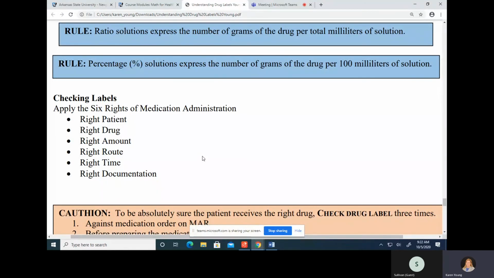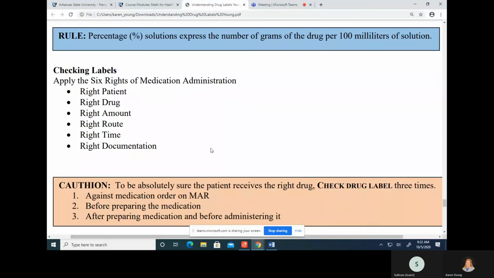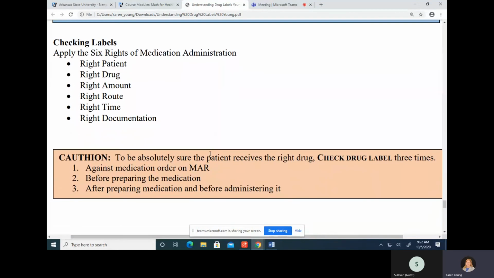You've got to check the patient's name, and there's 3 ways to check it, and you're only going to use 2. That's always the patient's name and date of birth, if the patient is verbal, or patient's name and the barcode on the wristband, if the patient is not verbal, or if they're asleep or something. So you're always going to check it against the medication order in the MAR. Make sure you've got the right patient.